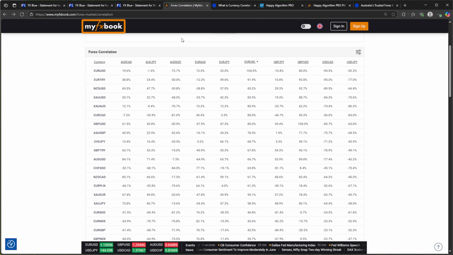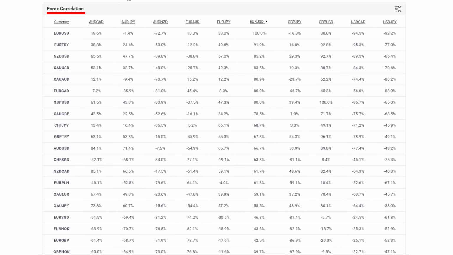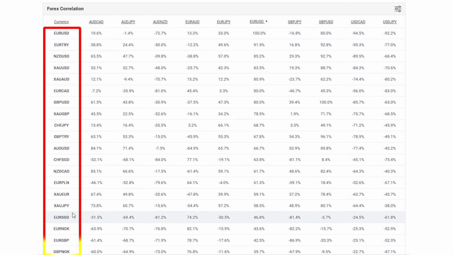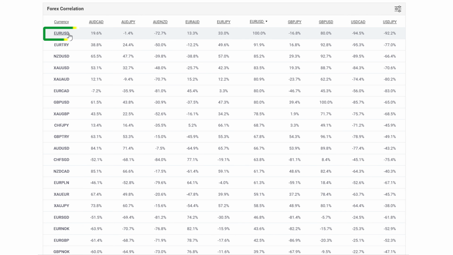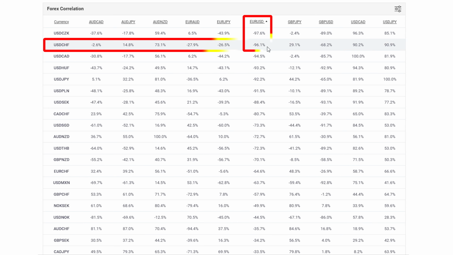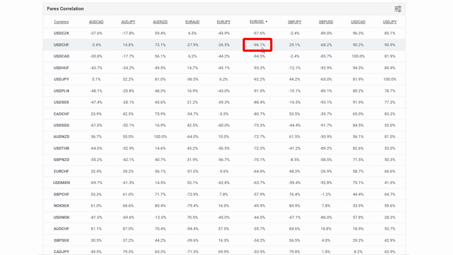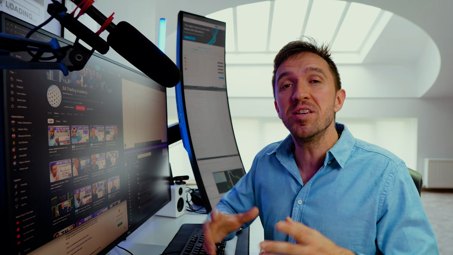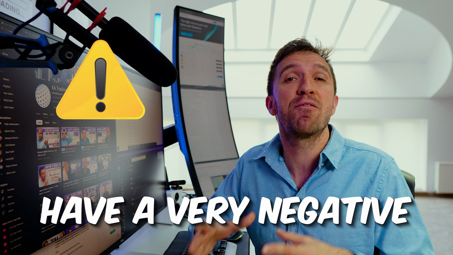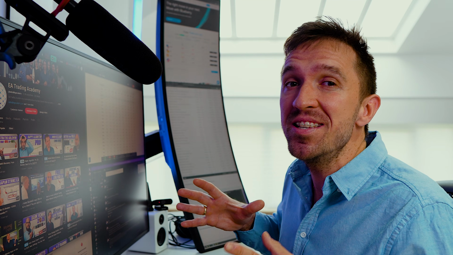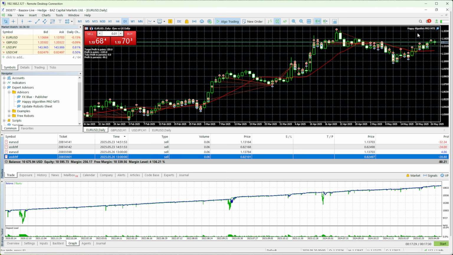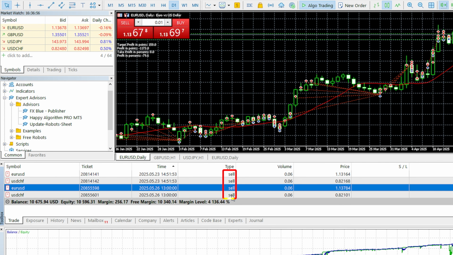Now I'll switch to my FX book and here we have a table with the Forex correlation, and here you can see most of the popular currency pairs, and you will notice that with some, euro-dollar has positive correlation like the Aussie CAD, and with others like the Aussie New Zealand the correlation is negative. Now if I arrange the currencies according to the correlation they have with the euro-dollar, you will see that on the second spot with negative 96.1% we have the dollar Swiss, which means that the euro-dollar and the dollar Swiss have a very negative correlation, and this is the reason the Happy Algorithm Pro opens trades that are in the same direction.